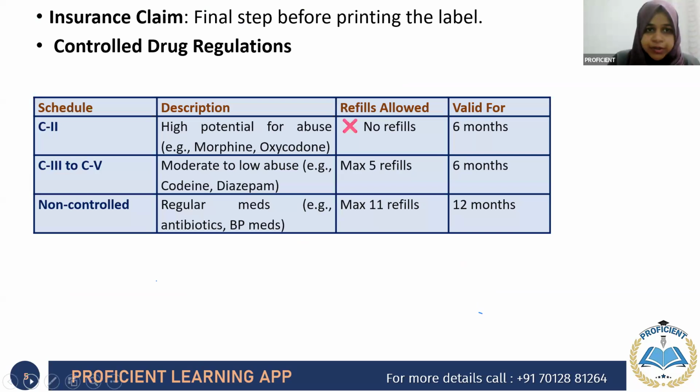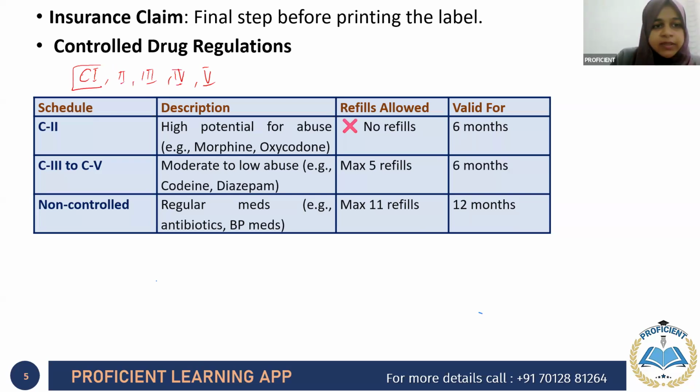So we have different scheduled drugs, and there are different refills allowed, and they are valid for different time periods. For example, we have controlled drugs, schedule one, two, three, four, and five. How many schedules are there? Five types.